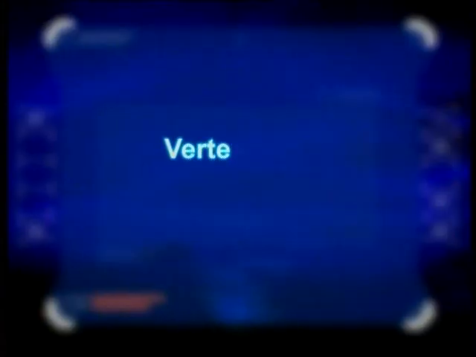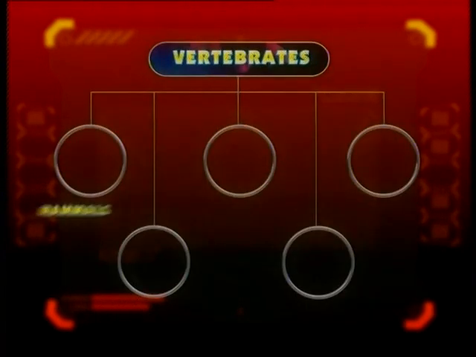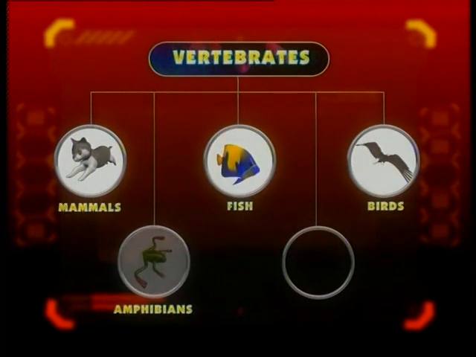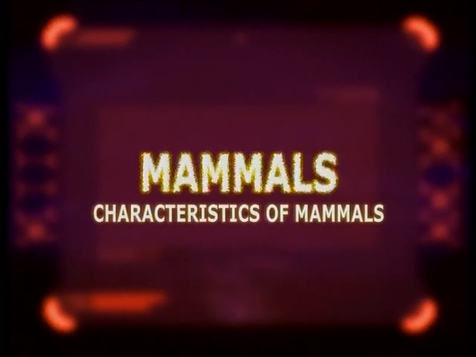Vertebrates. Animals with backbones are called vertebrates. Vertebrates can be divided into 5 groups. They are mammals, fish, birds, amphibians, and reptiles. Mammals. Characteristics of mammals.